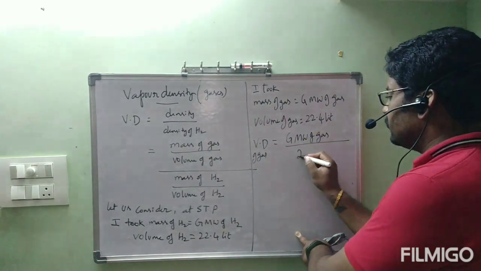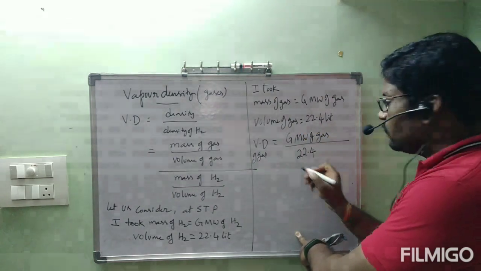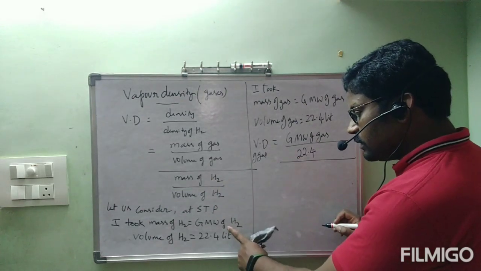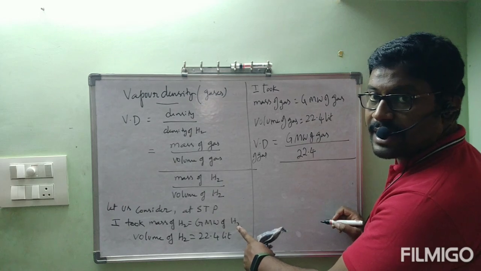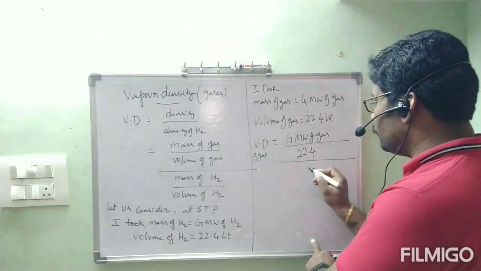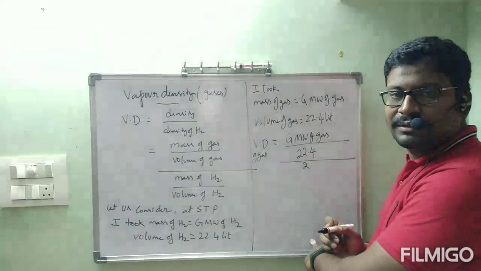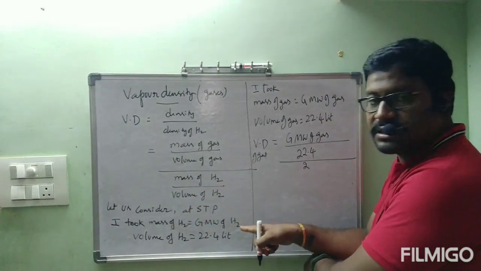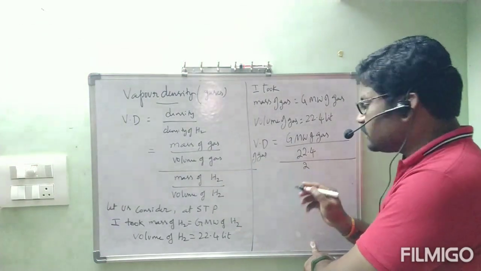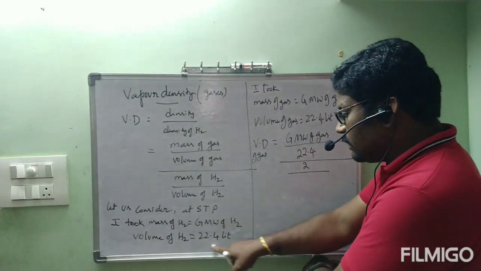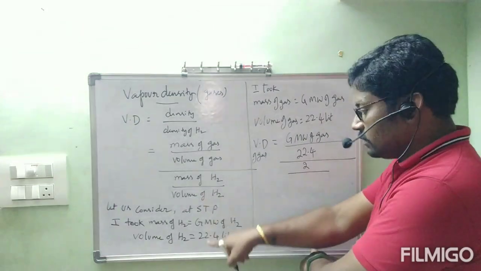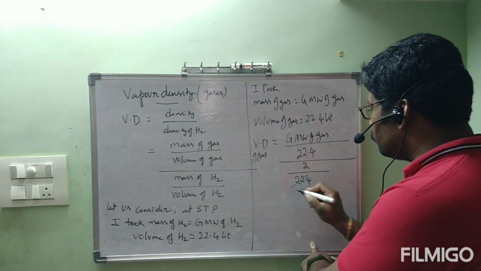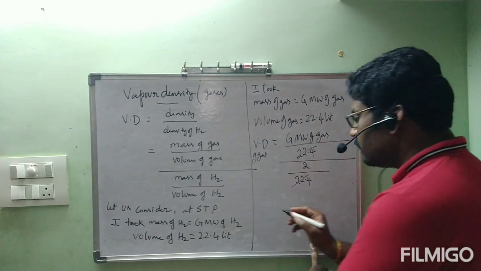22.4 liters. 22.4 whole divided by, what is the mass of H2? Gram molecular mass of H2 only. Gram molecular mass of H2 how much? 2 grams. Correct? Here I took mass of H2 as gram molecular mass of H2. It is 2 grams. Whole divided by, what is the volume of H2? 22.4. This 22.4 will be cancelled.